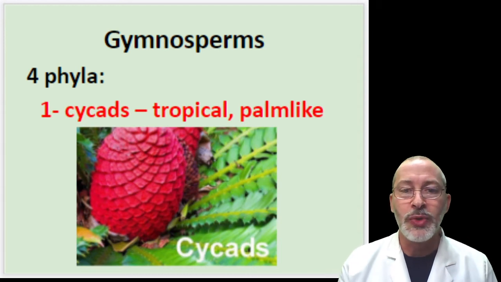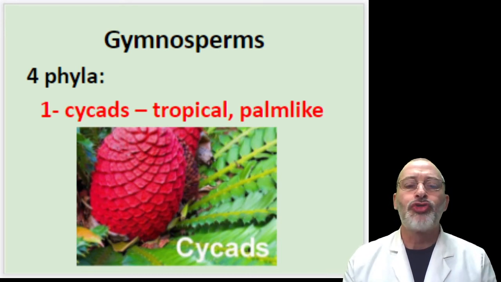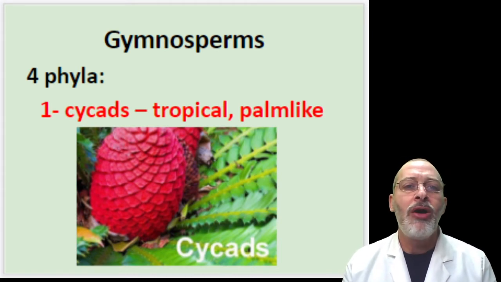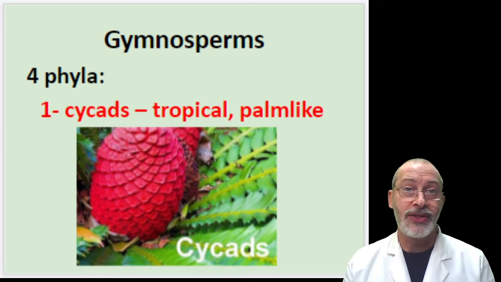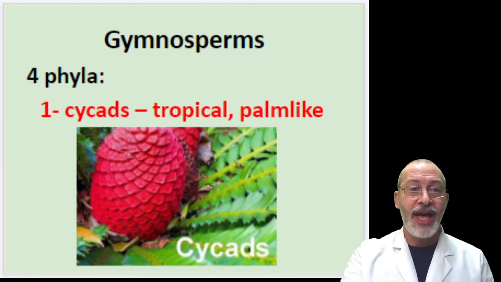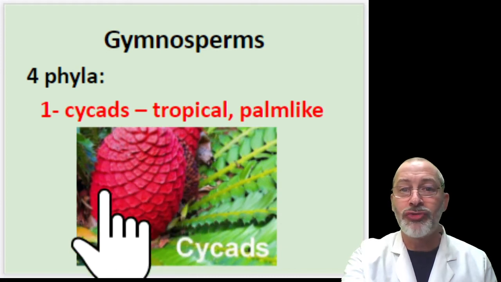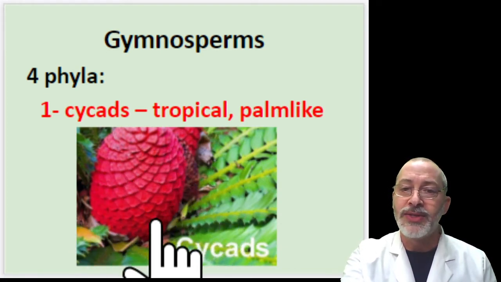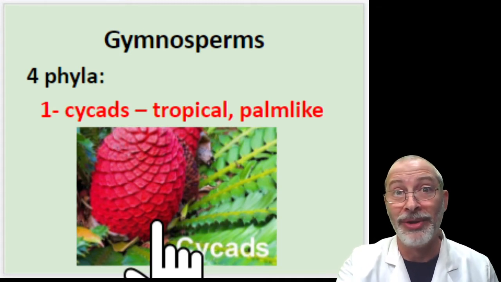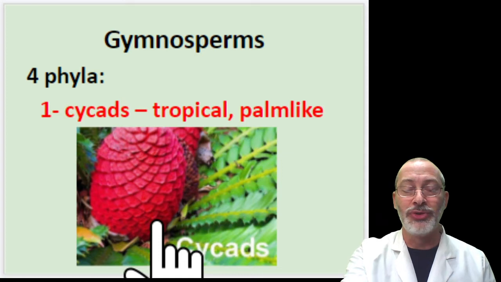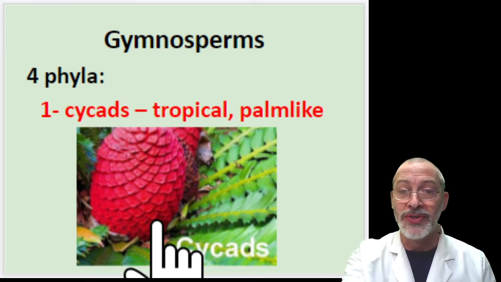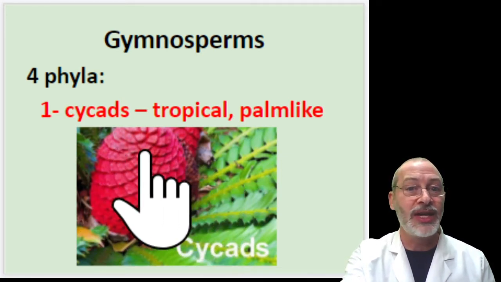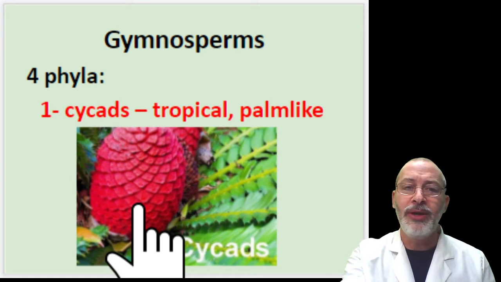The Cycads are tropical palm-like trees, but they have cone-like structures that look like this. There aren't too many of these. Well, there are none of these that grow in New Jersey naturally. You have to go to tropical regions of the world to see cycads. But there aren't too many varieties of cycads.